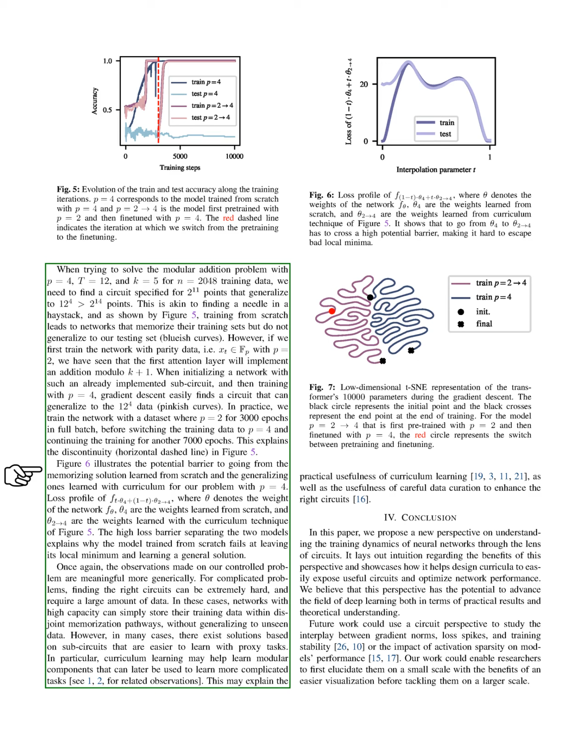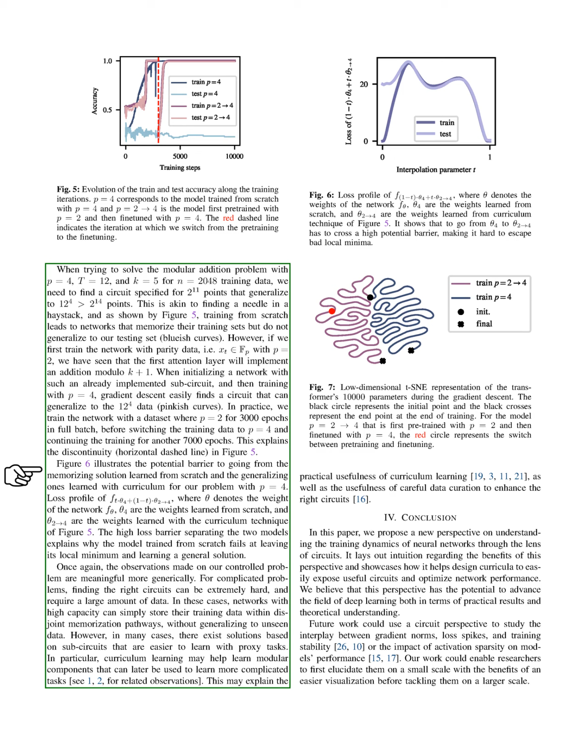When addressing the modular addition problem with specific parameters, we aim to create a circuit that can generalize from a limited training set to a much larger testing set. Our findings indicate that training from scratch often results in networks that simply memorize the training data without being able to generalize to new data.